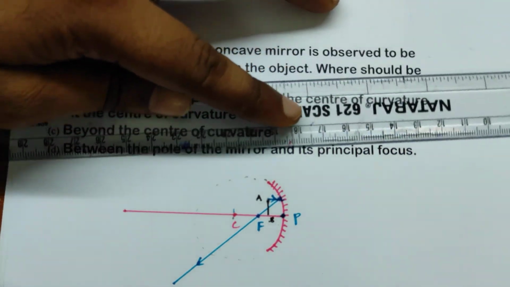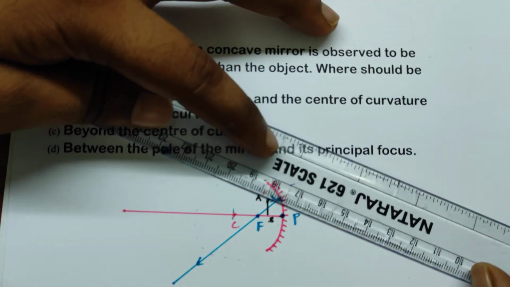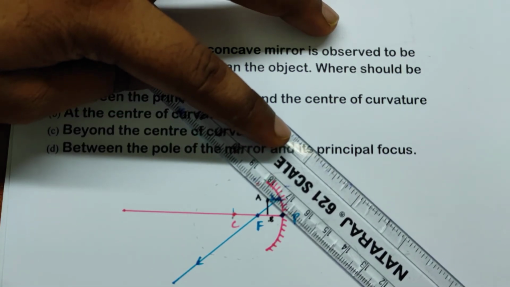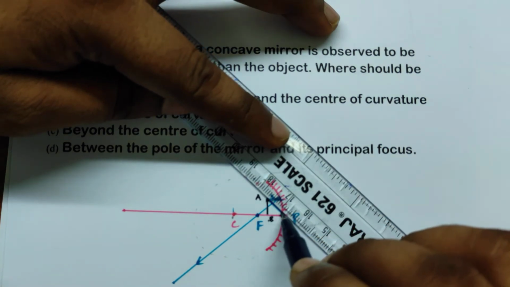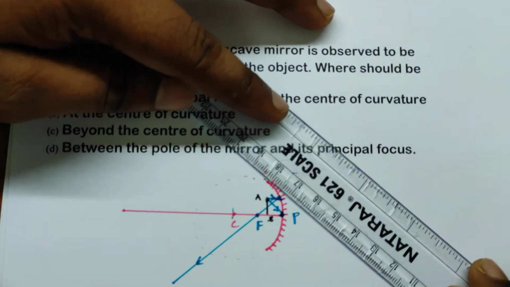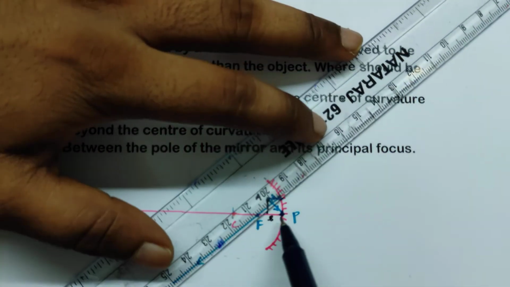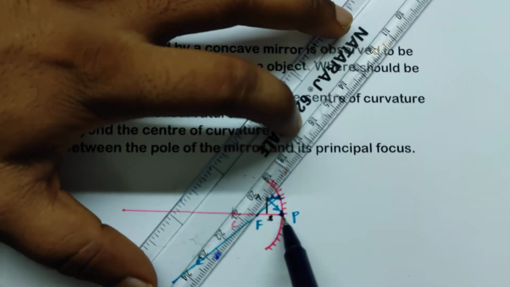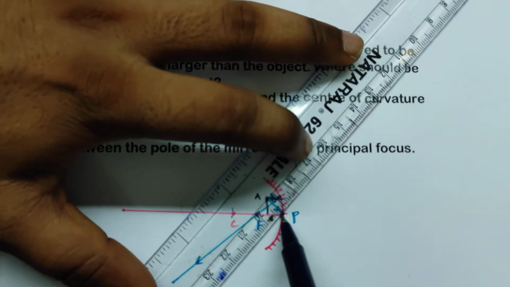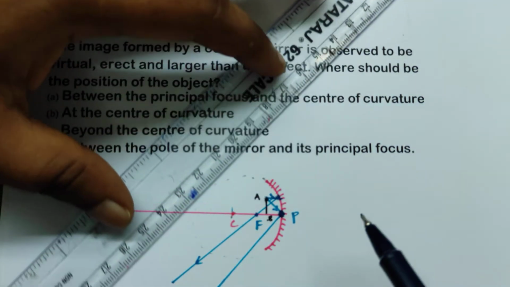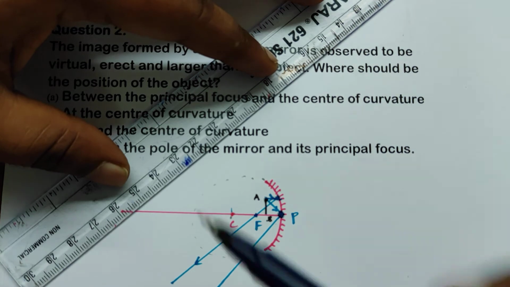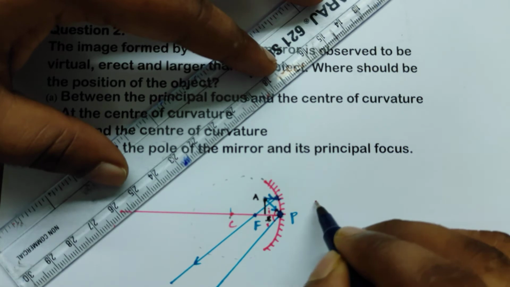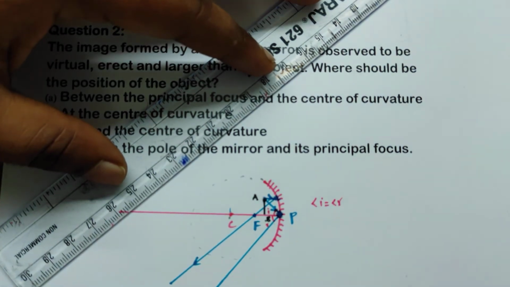And the second one is the ray which strikes the pole here. You can see the ray striking the pole, and after reflection, it will go at exactly the same angle at which it strikes. Let me take this as the angle of incidence. So it will go at the same angle like this. This angle is I and this angle is R, so angle I is equal to angle R.